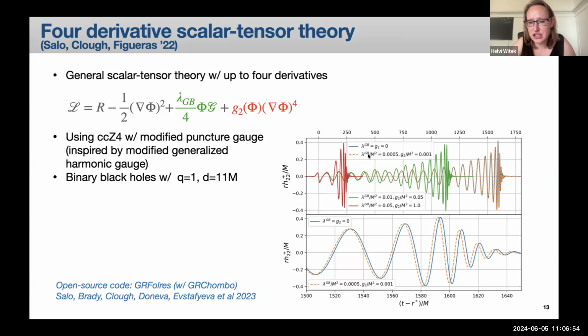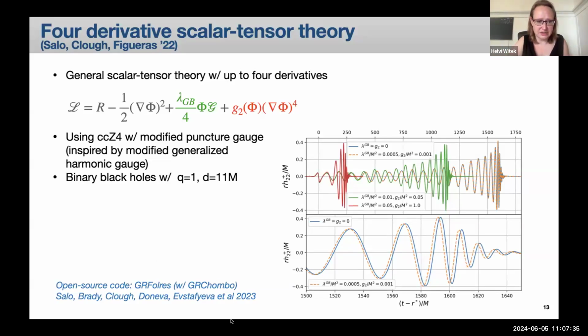And then if you have a small coupling to the higher curvature invariant, these are actually almost lying on top of each other. I think here's an inset, a zoom in of this case. But if you increase the coupling constants, then you do indeed see this dephasing that I mentioned earlier, so a faster inspiral due to this extra emission of scalar radiation. And I believe this implementation is now also public in their open source code GRFolres, which is working with GRChombo.